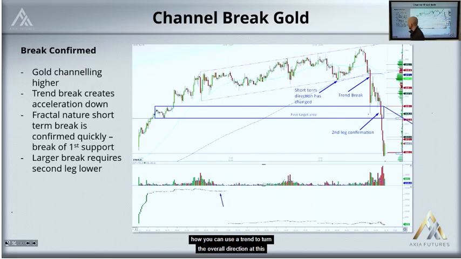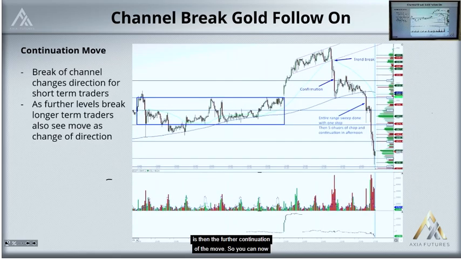So that's how you can use a trend to turn the overall direction. At this point here, when you get the second leg confirmation move, that's the point where I'd say the trend is absolutely broken. This isn't merely a positioning shift. This is an overall directional change. So it's that distinction between, are you breaking the trend line or are you breaking the trend of the market? The trend of the market is the general direction. The trend line is the specifics of this phase of movement. So this is then the further continuation of the move.